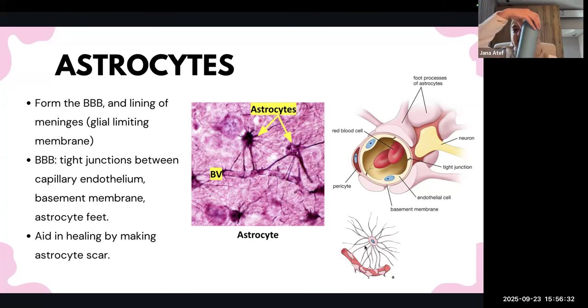So if you see this water bottle, and my hand is an astrocyte, it does this. The tips of my fingers are the feet. So this is how it attaches to it. You get it? Is it clear?